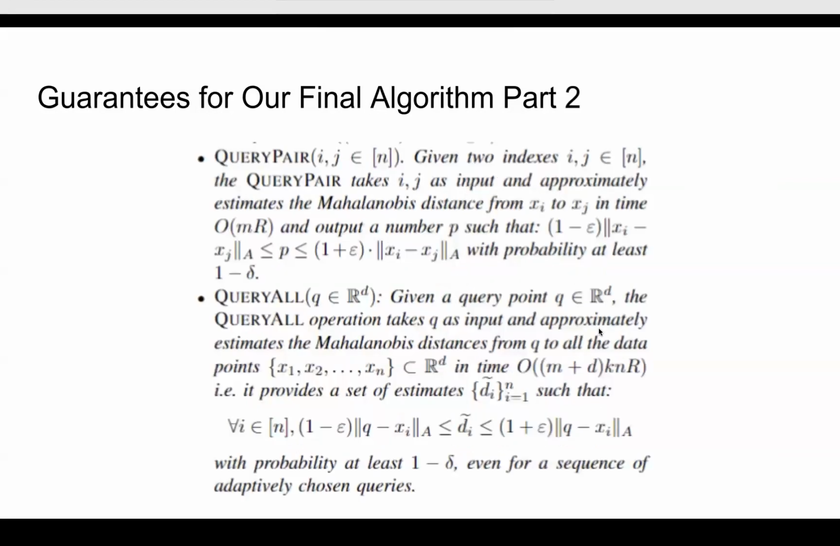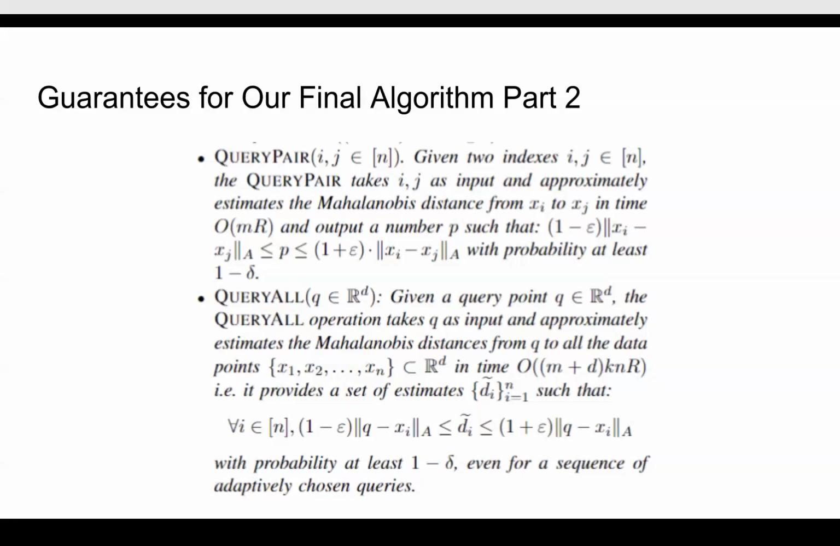And here come our guarantees for our final algorithm, part two. For the query pair, given two indexes I and J, we will estimate the approximate Mahalanobis distance from Xi to Xj in time O(R) and output a distance number P such that, with high probability of at least 1 minus delta, P has accuracy between 1 minus epsilon and 1 plus epsilon of the Mahalanobis distance between Xi and Xj.